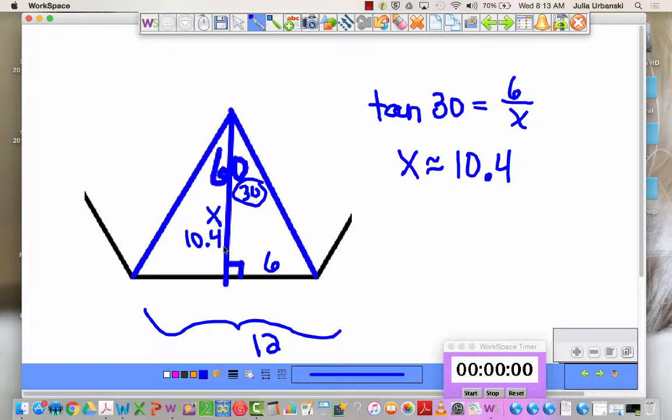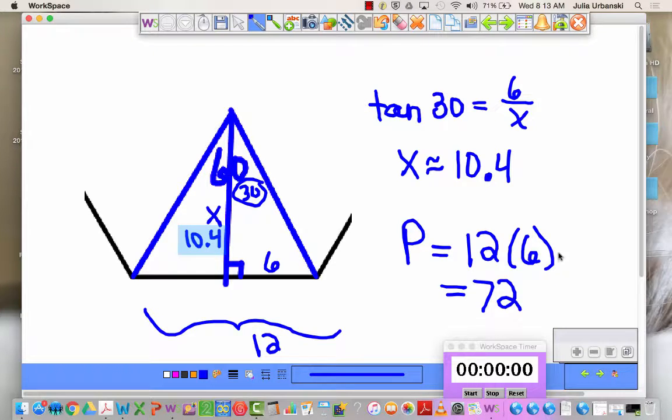So then we have everything we need now. We know that the apothem is right here. And we have to figure out the perimeter. What's the perimeter going to be? One side is 12. And there are 6 sides of 12, so that's going to be 72.